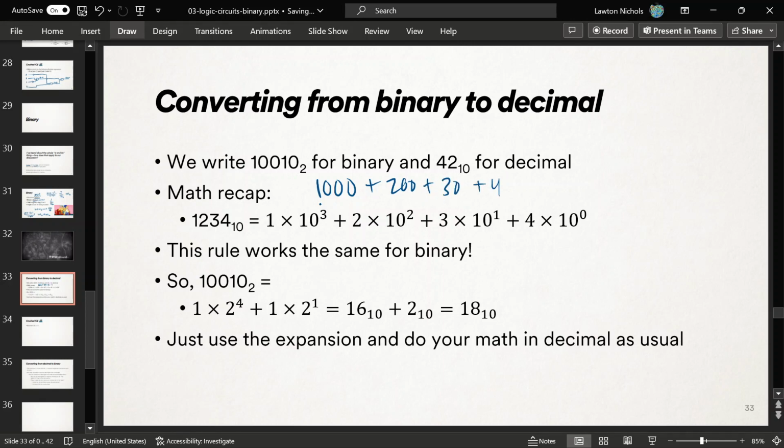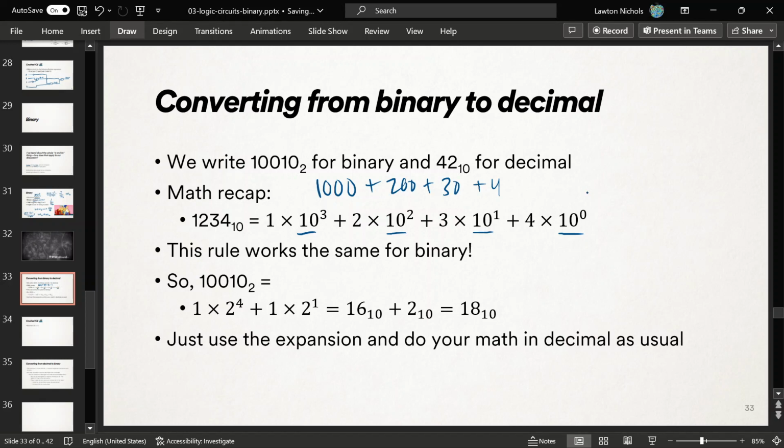And then maybe once you got to middle school and learned about powers, you could break that down further. This number is 1 times 10 to the 3 plus 2 times 10 squared plus 3 times 10 to the first plus 4 times 10 to the zeroth, that's the ones place. This is a decimal number we're breaking down, so look at where the base appears. You see that?